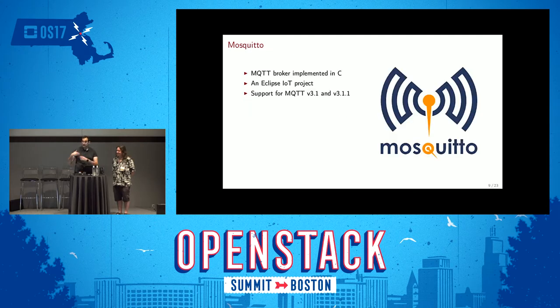But we ended up going with Mosquitto. It's a very lightweight MQTT broker implemented in C, and a very popular choice with a lot of open source home automation software. It's an Eclipse IoT project, and it supports the MQTT 3.1 and 3.1.1 protocols. We picked it mostly because it's C and very lightweight. In the Infra community, we know how to maintain C software. Erlang, not so much. And the lightweight aspect, the resource utilization, as you'll see in a bit, is kind of staggering when you think about how much data we're passing through it.